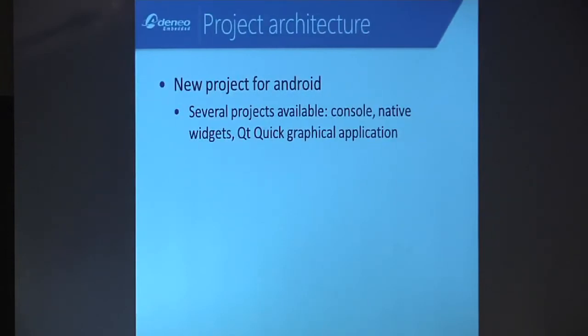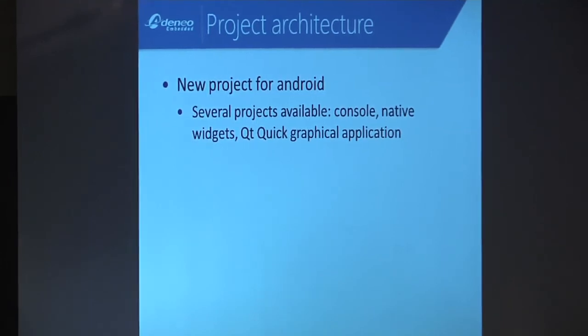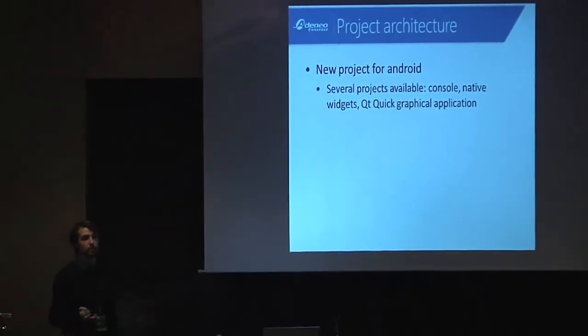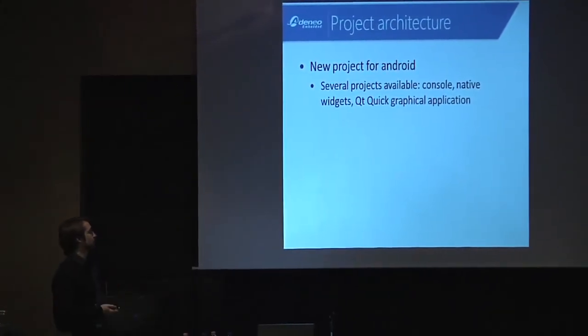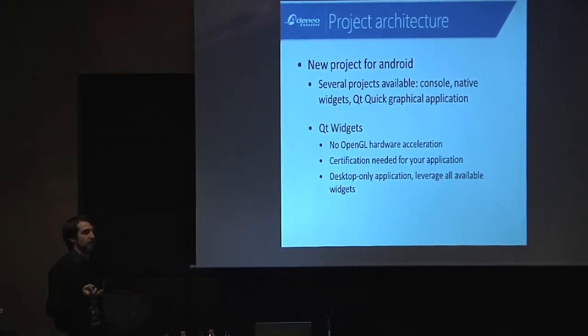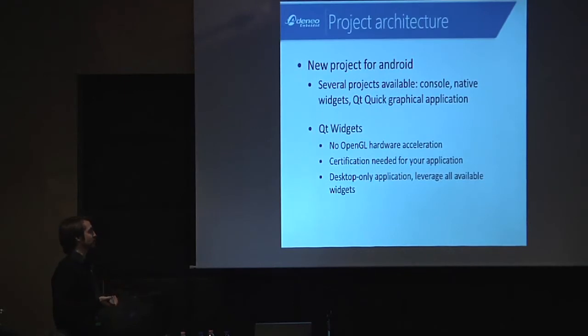So when you create your project, basically you have, like for any Qt application, several application types that you can choose from. So that's the console, native widget, and Qt Quick graphical application mostly. So those are the three most important. The first one being the Qt widget, which is at the beginning the most used on desktop devices.